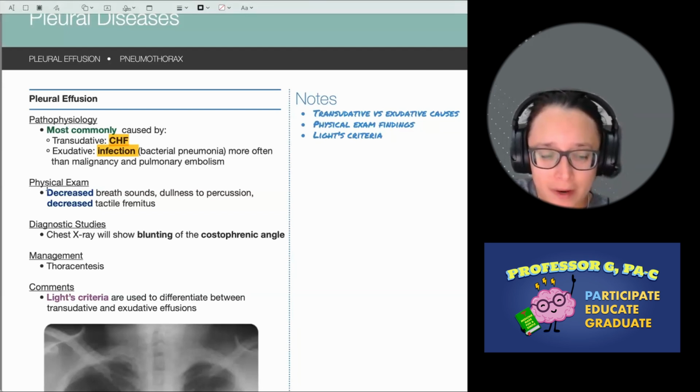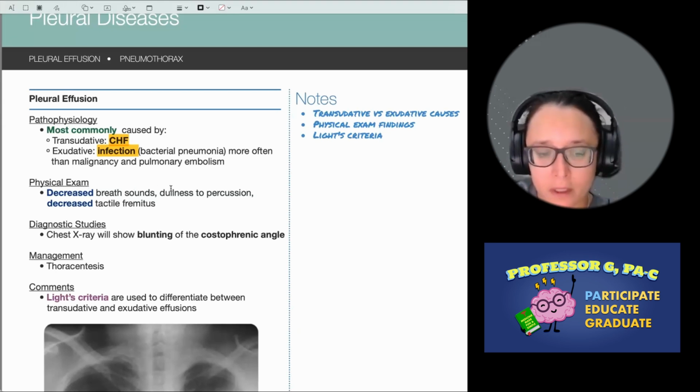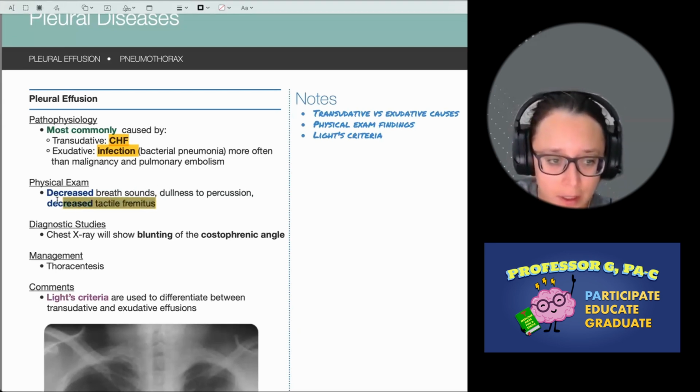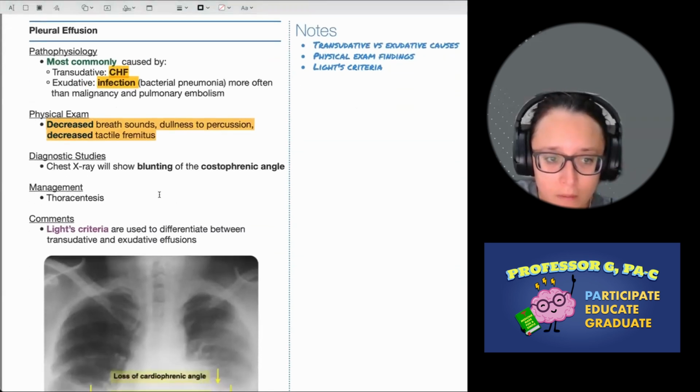The physical exam findings, need to know them. Decreased breath sounds, dullness to percussion, and decreased tactile fremitus. The lung is being moved away from the chest wall. These are really high yield, by the way. Diagnostic studies, we know the typical diagnostic study is a chest x-ray that we start with, and it will show blunting of the costophrenic angle.